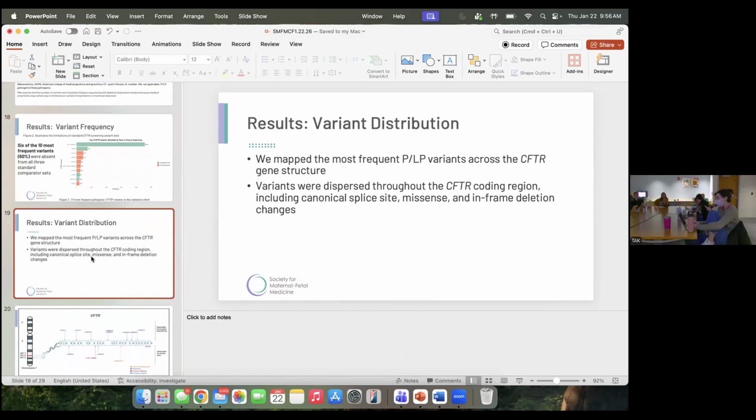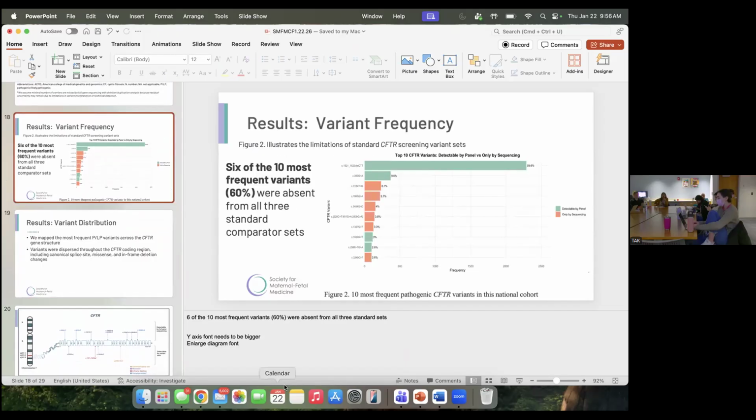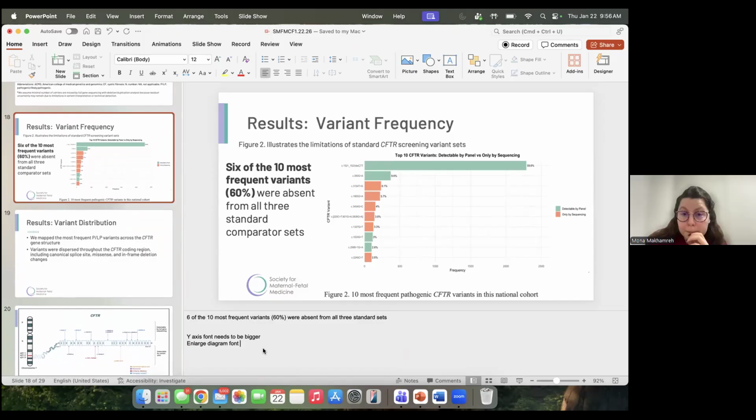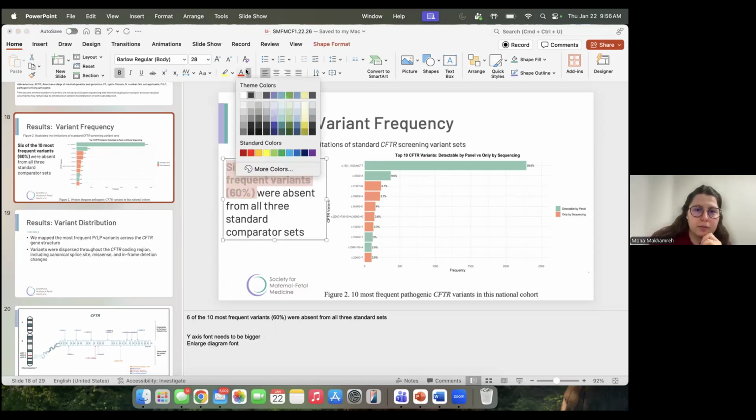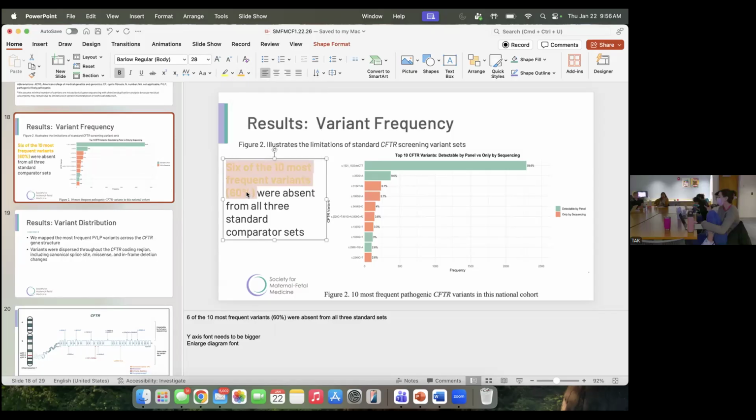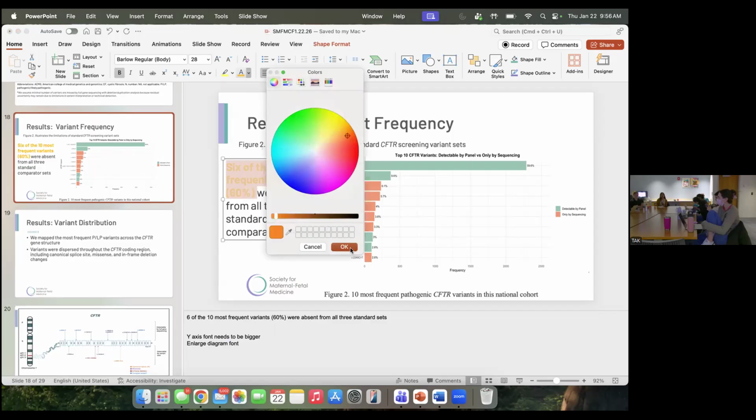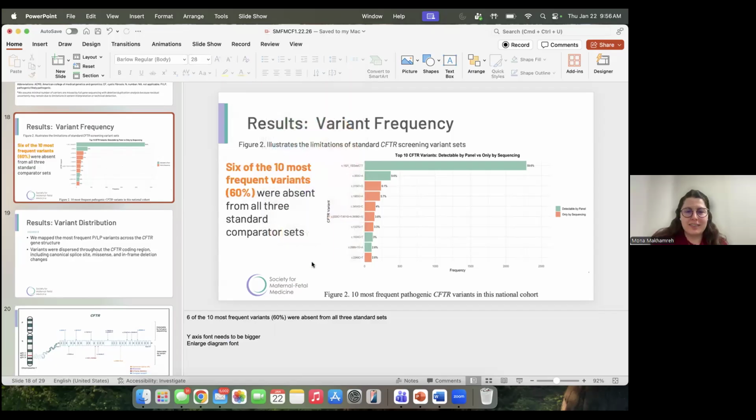The other thing that you can do, if you go back on that slide, if 6 of the 10 frequent variants, does that coincide with the orange? Yeah. So then you can make that text orange in color. Okay. Or make it a dark orange, yeah. The eye will kind of line up and see it like that. Okay. Lovely. Thank you.